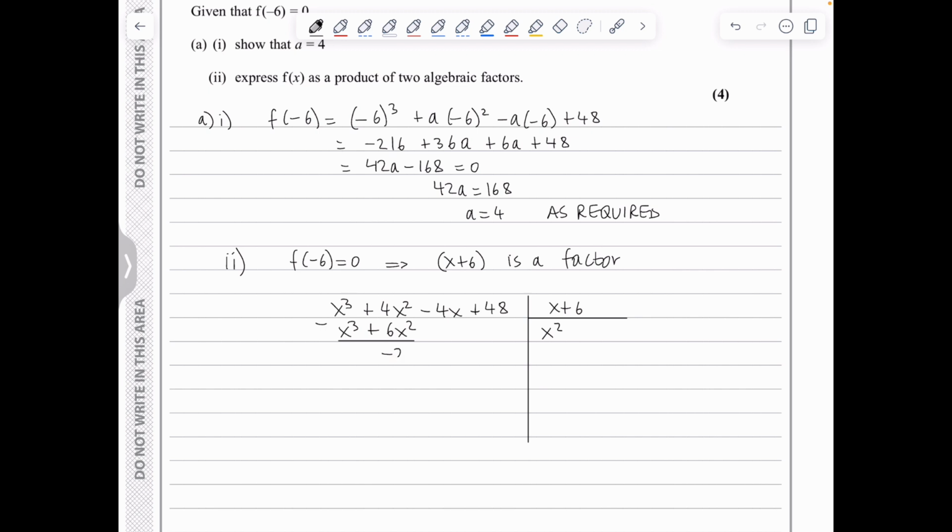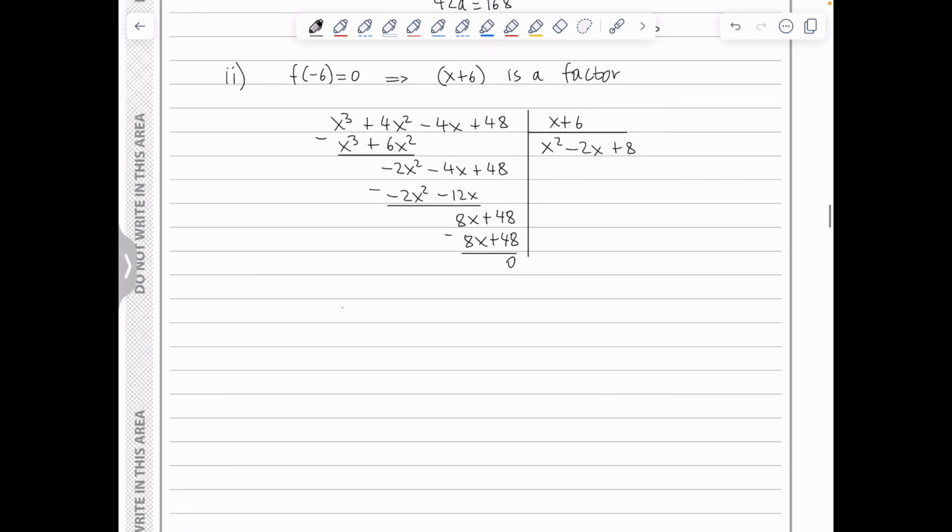We get minus 2x squared minus 4x plus 48. We now multiply by minus 2x to get minus 2x squared minus 12x. Again we subtract, and we get 8x plus 48. So we need a plus 8 here, leading to 8x plus 48, and the remainder of 0, of course, as expected.